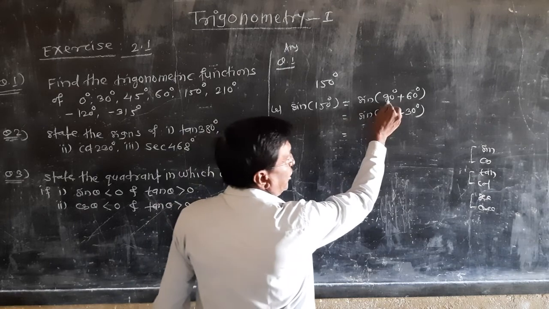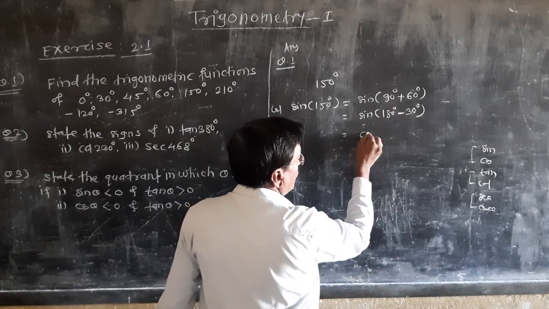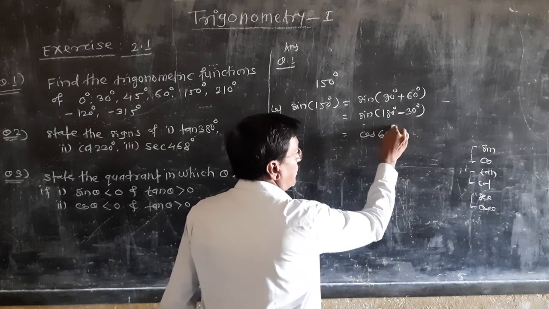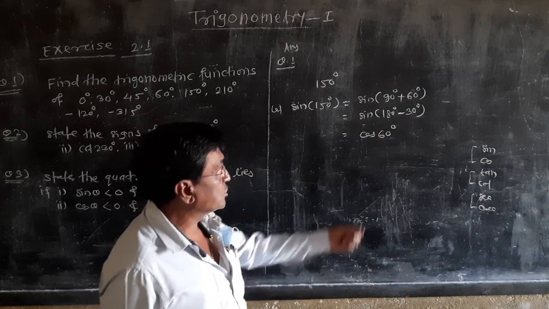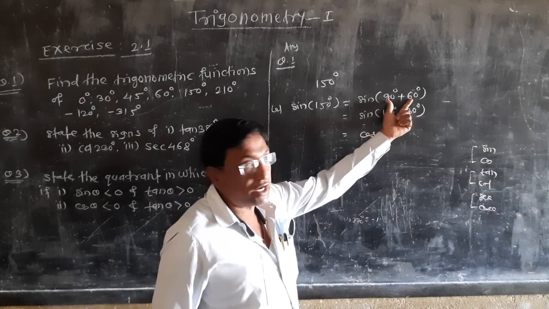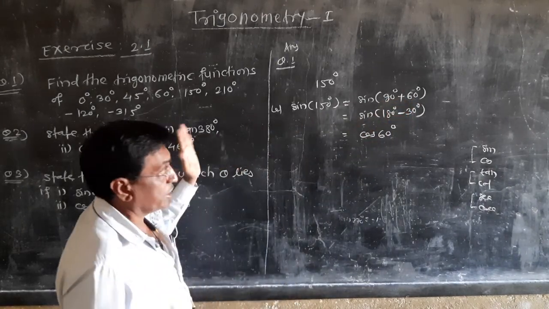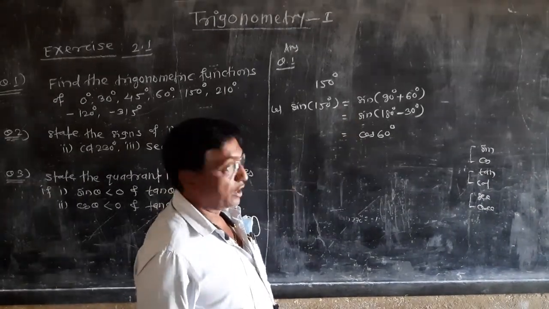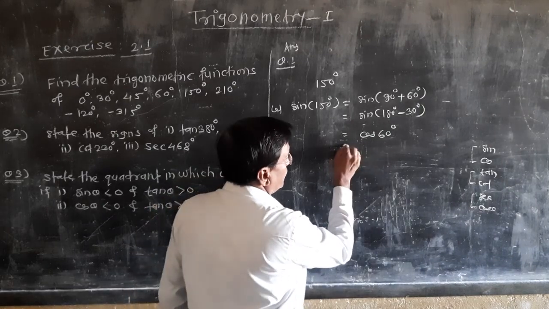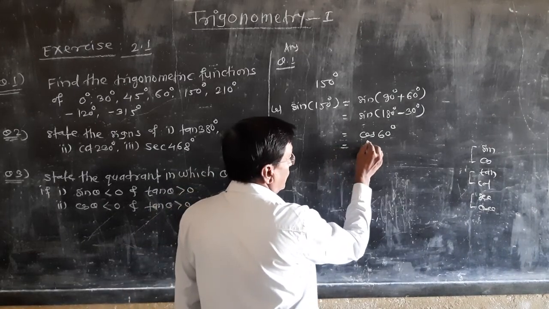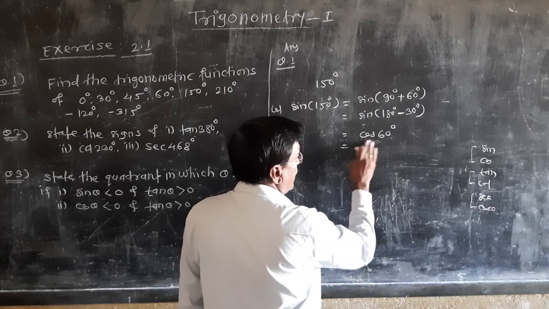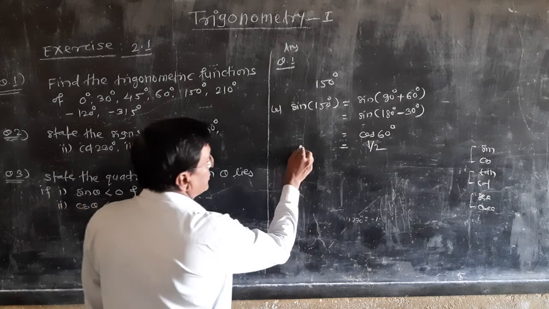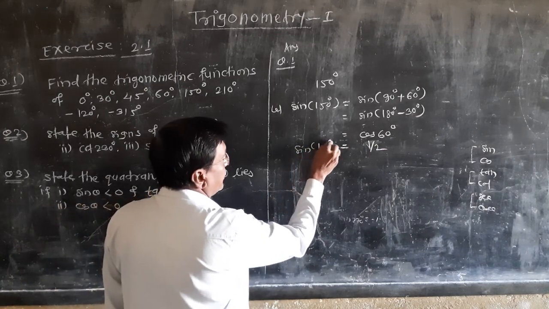Here the first measure is along the y-axis, so instead of sine, I will write cos. Attach the second measure, that is 60 degrees, cos of 60 degrees. Now see which quadrant this is. 90 plus means the second quadrant, and in the second quadrant the sine ratio is positive. That's why it is positive, and therefore it is cos of 60. You know the value of cos 60? Cos 60 is equal to 1 half. And this is the value of sine of 150 degrees.